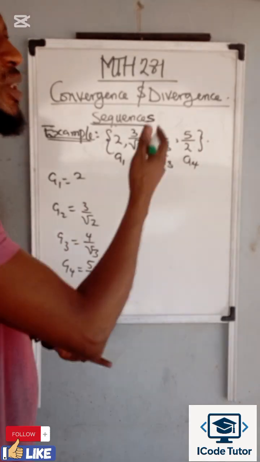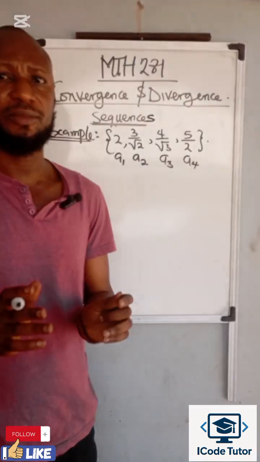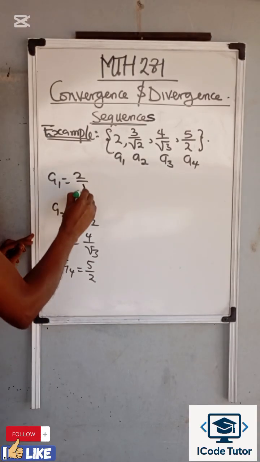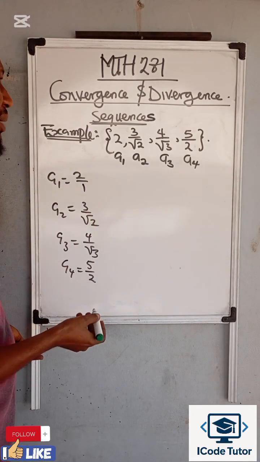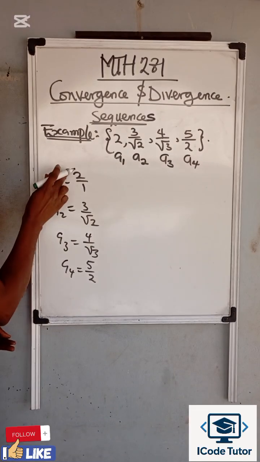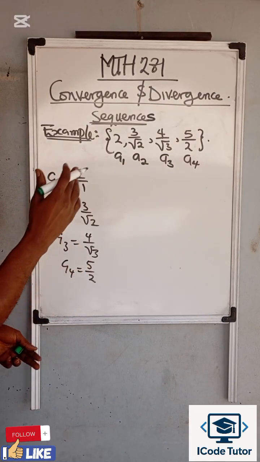Now you need to notice something that comes to them. That means that all these are what? Fractions. Let this one be over 1. What's still common to them? If you look at it, we have 2, 3, 4, 5. 2, 3, 4, 5 are the numerator.